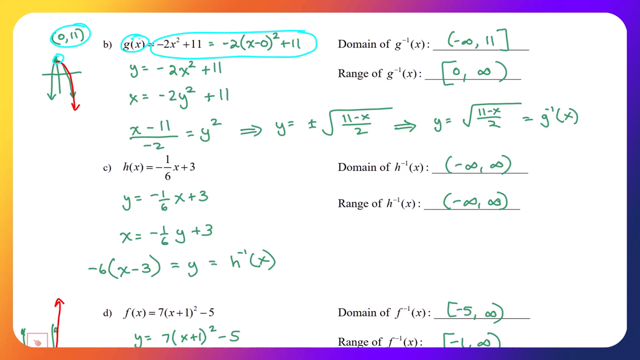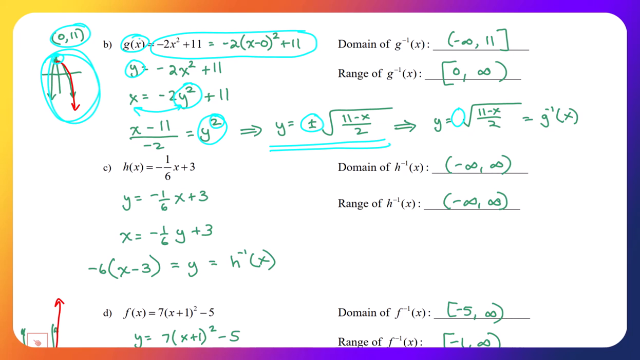Replace g of x, catch that, with y. Switch x and y. Get the y squared by itself. To get y by itself, we have to get rid of the square, so we root both sides. Don't forget the plus or minus. And since we want it to be 1 to 1, we'll make it just positive, because we'll take this red portion here as the restricted domain.